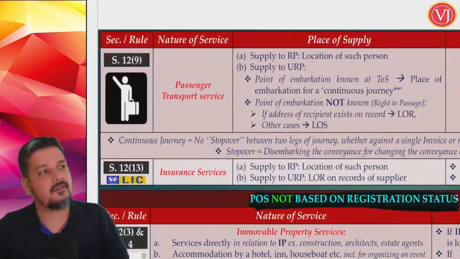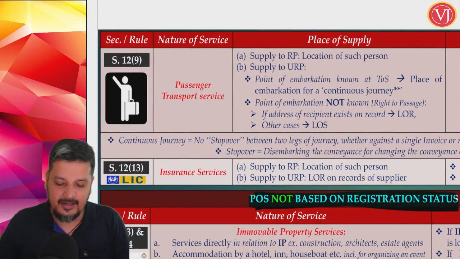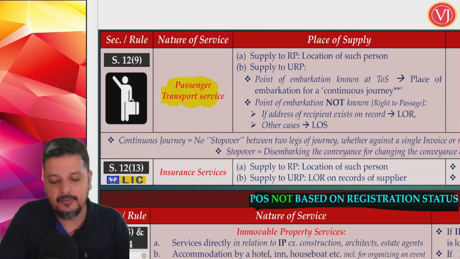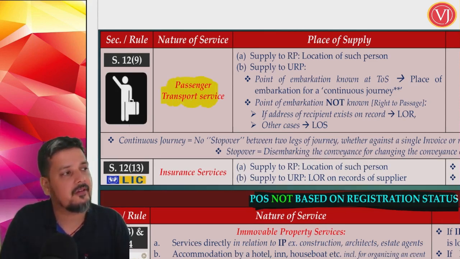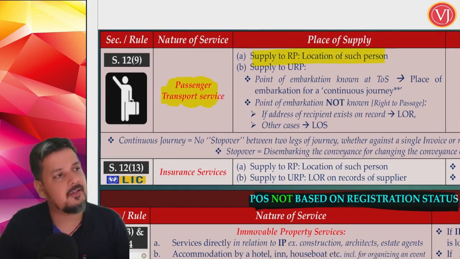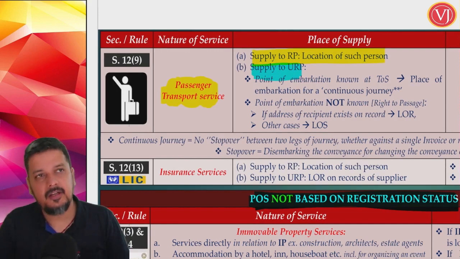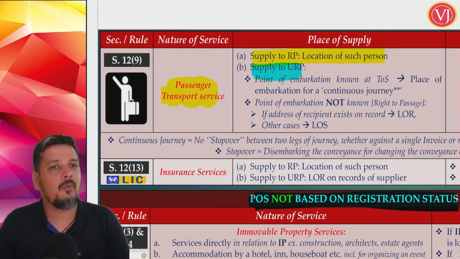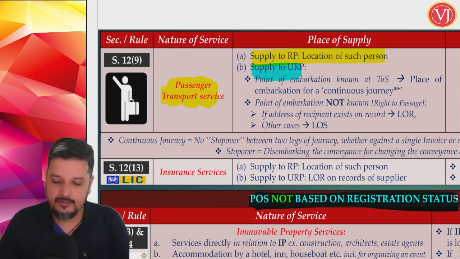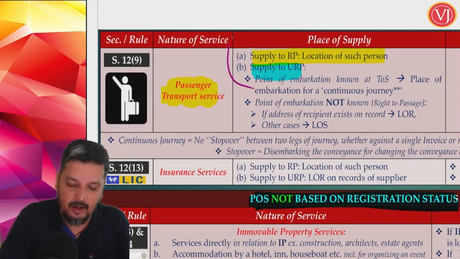Passenger transportation services. When you talk about passenger transportation services, again, life is very simple. If it is B2B, location of registered person. If it is B2C, now B2C has got two parts. One is your normal ticket.